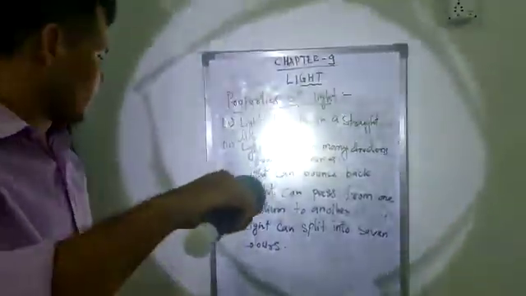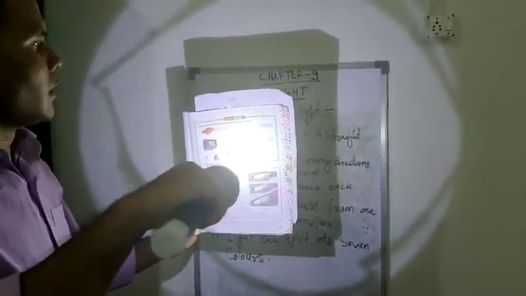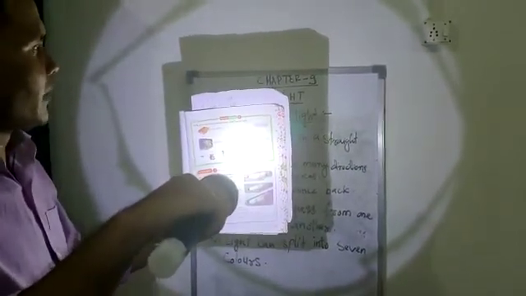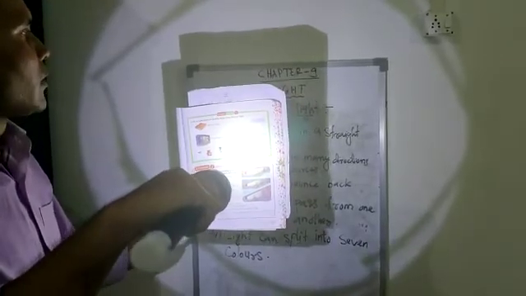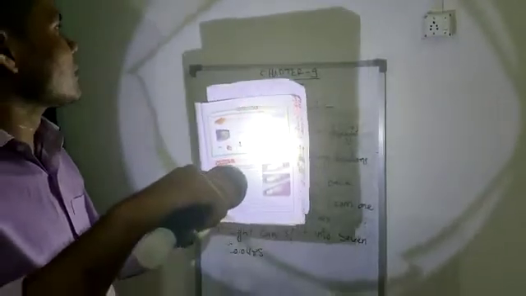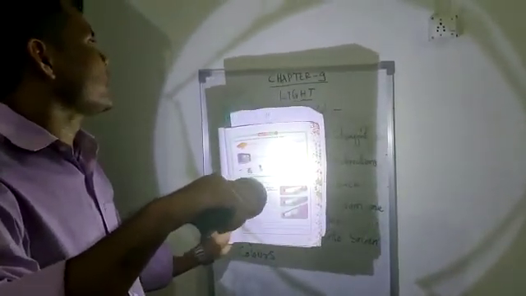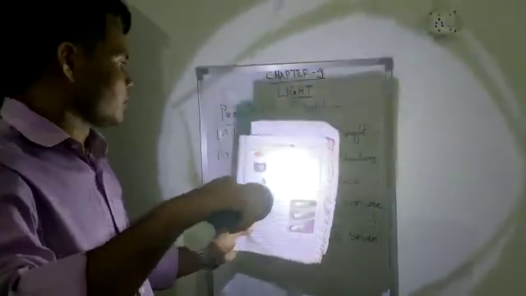See, but when I put the objects here, what happens? The light is then blocked, and this blocking of light by an object is called an opaque, as I have mentioned earlier. And this opaque, it formed a shadow behind. You can see a shadow behind the screen.